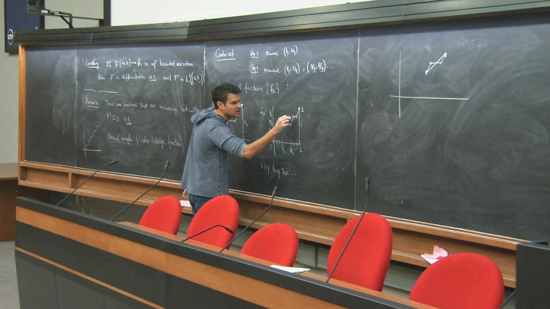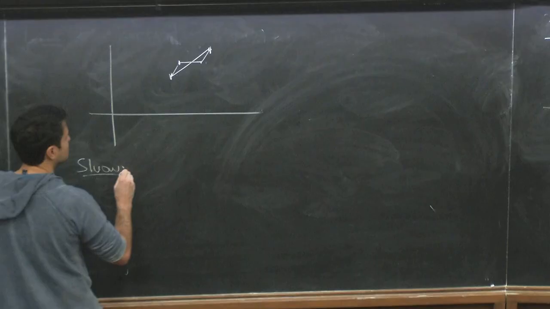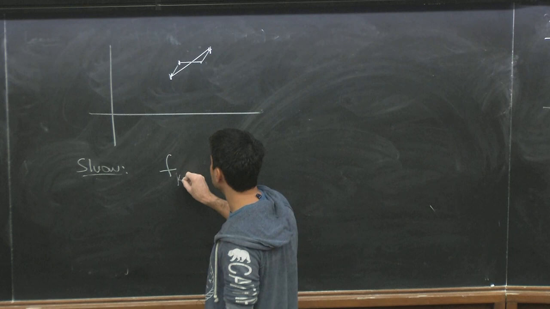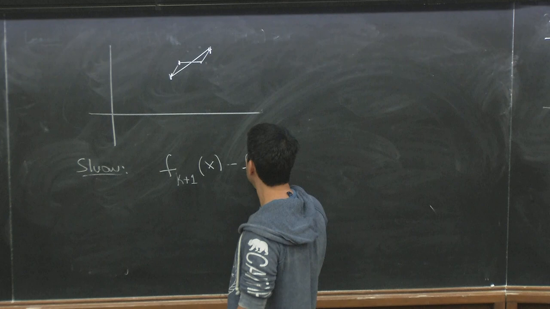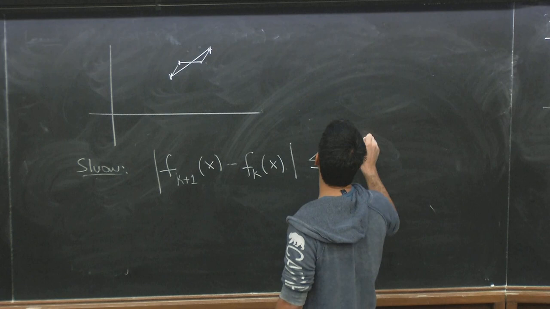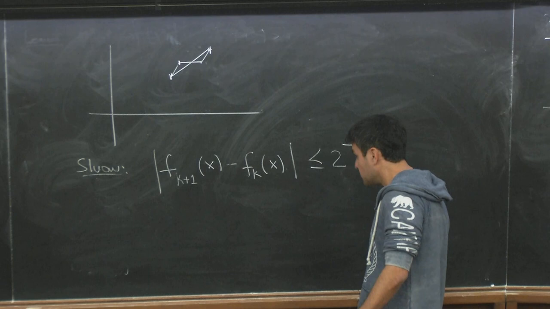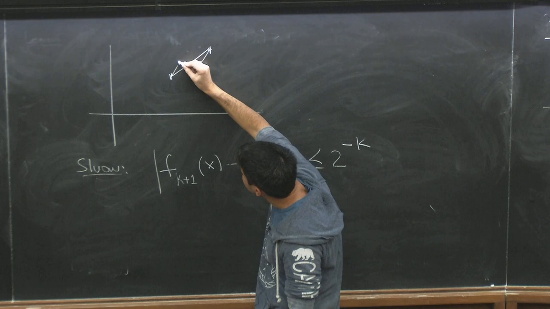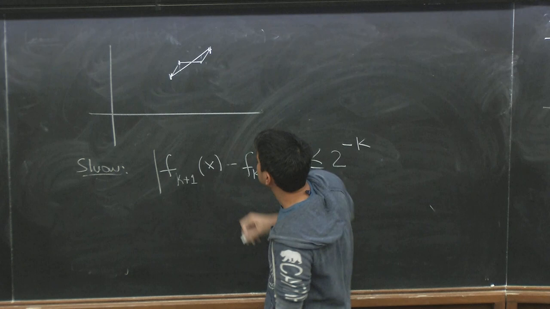So you can show, for example, that this construction leads you to the following inequality. f_{k+1}(x) minus f_k(x), at any point, is less than or equal to, let's say, 2 to the minus k. At every point, from the step k to k plus 1, the maximum distance between the functions is at those points here. You can prove that this is bounded by 2 to the minus k.